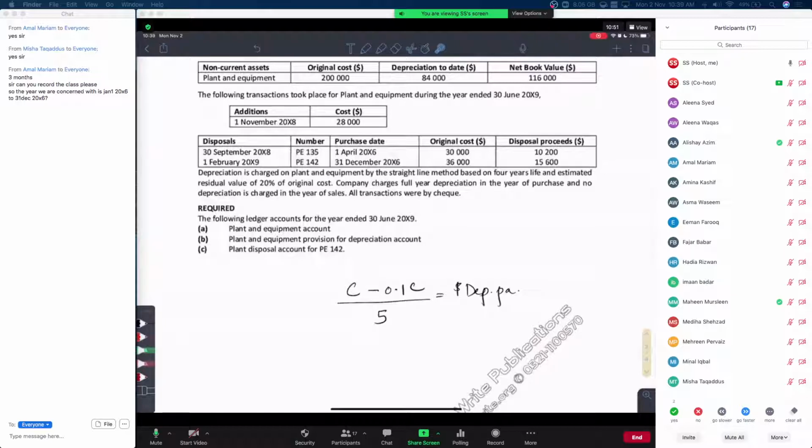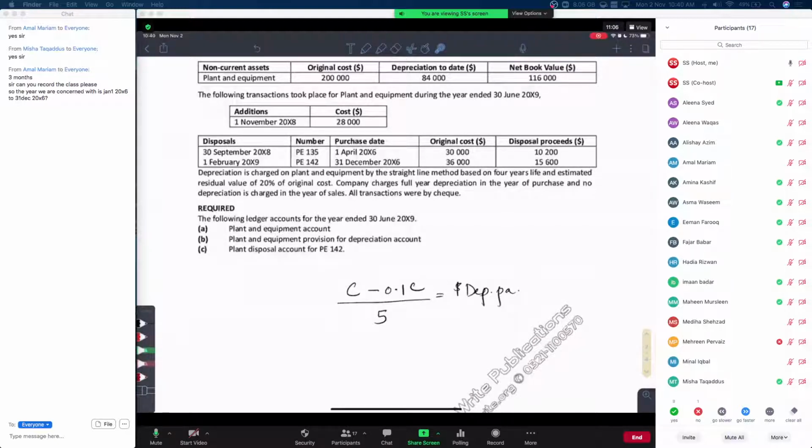Amal is asking a question. Sir, the year we are concerned with starts 1st of January 20x6 and finishes 31st December 20x6. Yes, Amal, this is what our financial year is.